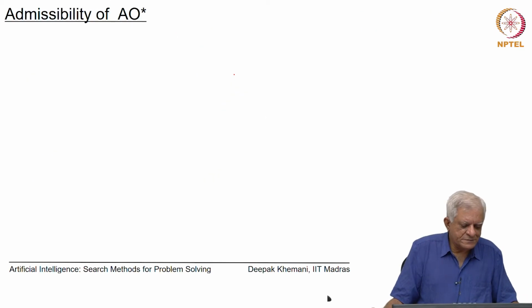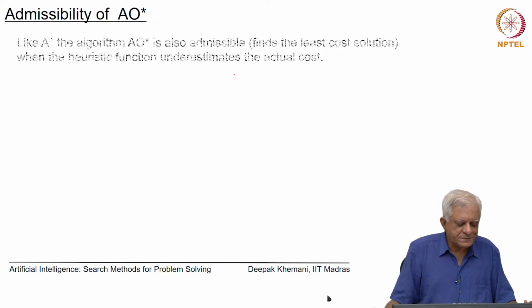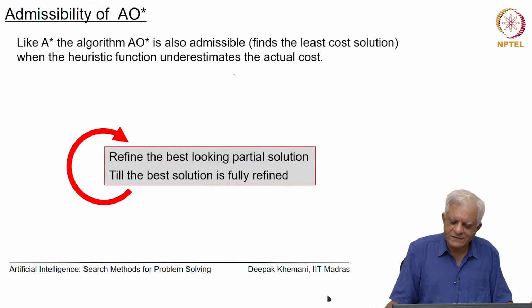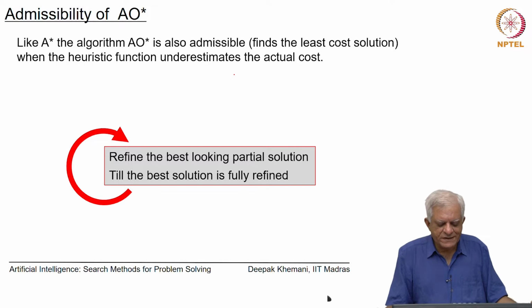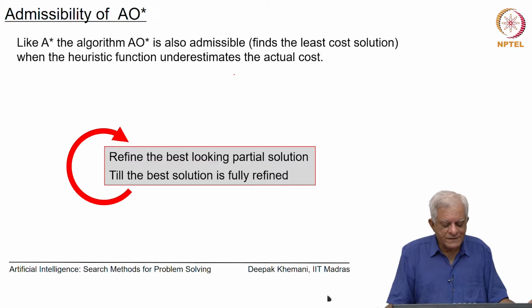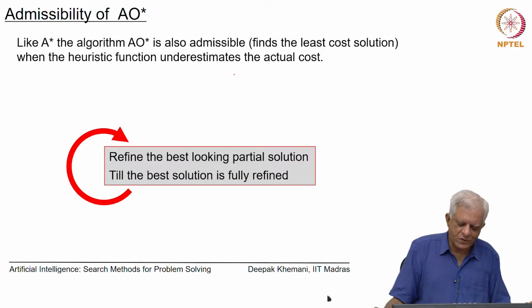Now, let us talk about admissibility of the algorithm AO star. Like the algorithm A star, algorithm AO star is also admissible, that is, it finds the least cost solution when the heuristic function underestimates the actual cost. Now, if you think about this algorithm, you will see that it is following the broad schema that we have been talking about all along, which is to refine the best looking partial solution till the best solution is fully refined. And the best solution is refined would be reflected by the fact that the root node would be labeled as solved essentially.